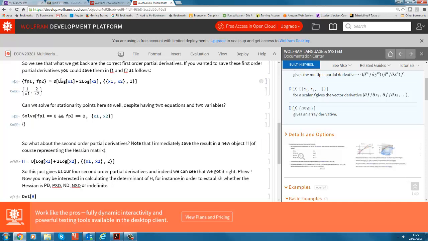And if you think about this function, and we will look at it later in a moment, that makes totally sense. This function doesn't have a stationary point. If you had one, you would find the solution here. So what about the second order partial derivatives?